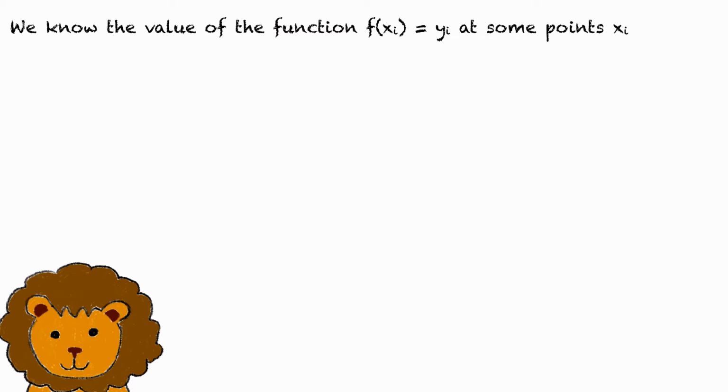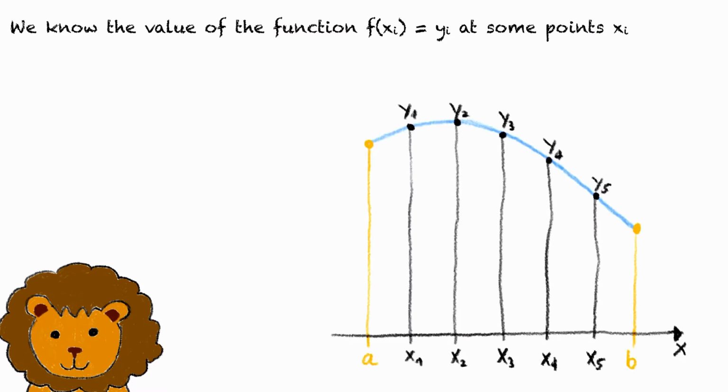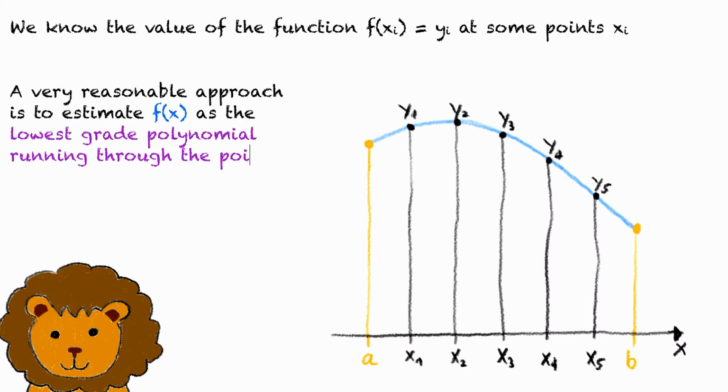For the scheme we want to derive, we assume some function evaluations f of xi equals yi at some support points xi are known. An illustration of this situation is shown here. 5 values x1 to x5 between the points a and b are known. We further know the function evaluations f of xi at these points. A reasonable estimation of the function f of x in the interval [a, b] is the lowest grade polynomial passing through all the points xi. This polynomial does always exist and is uniquely defined.